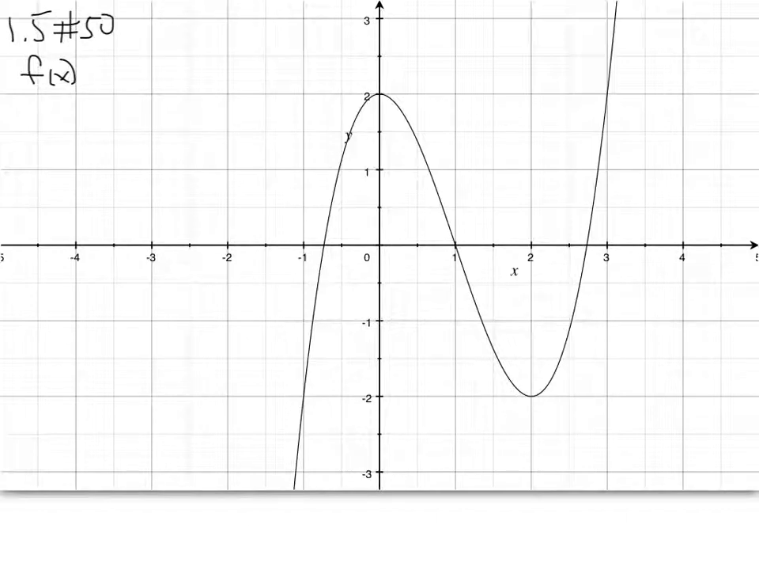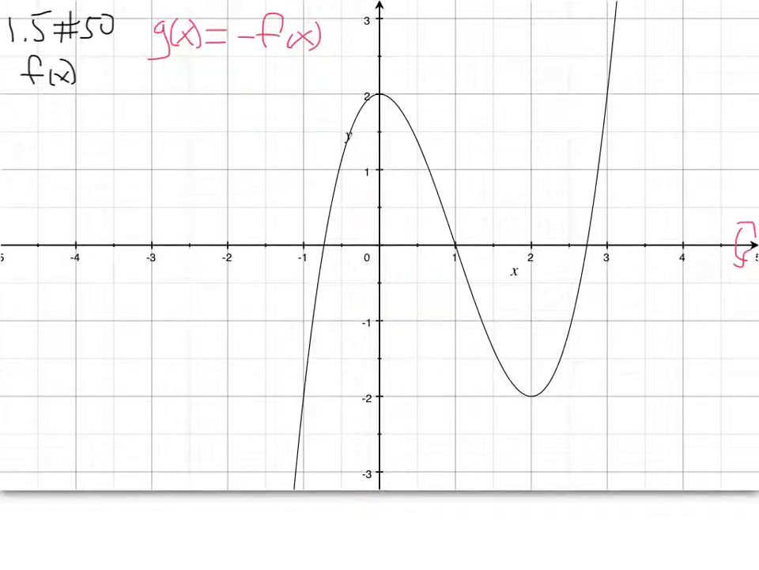So the first one is that g of x is going to be equal to negative f of x. Okay, so this is a change in our output. It flips our function across the x-axis. It changes all the y values. Okay, it makes it a mirror of itself across the x-axis.